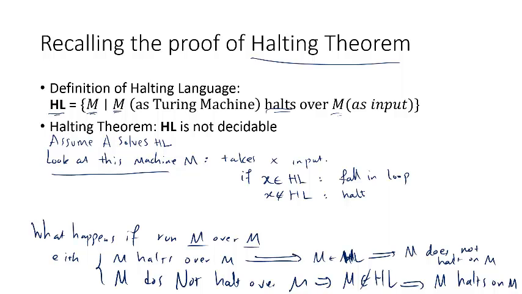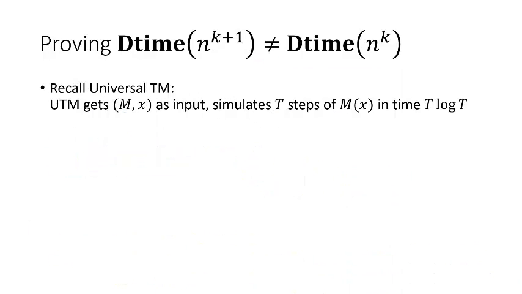Okay, so is this clear now, the proof of the halting theorem? The main message is that you have an algorithm that somehow wants to contradict itself using the universal Turing machine. Now we want to prove the time hierarchy theorem. The theorem, without the definition, is very simple. We just say we want to prove that deterministic time n to the k plus 1 is a larger complexity class compared to just deterministic time n to the k. Okay?